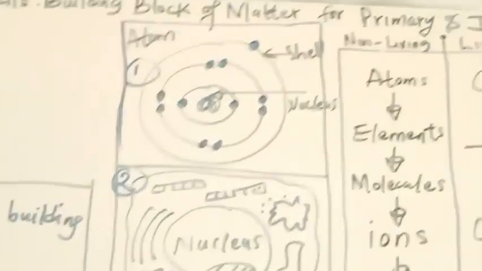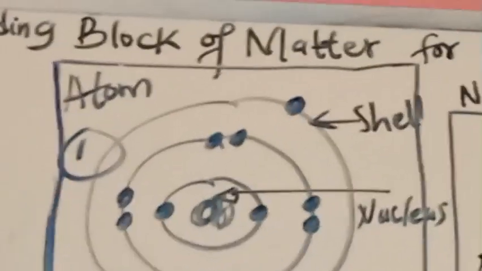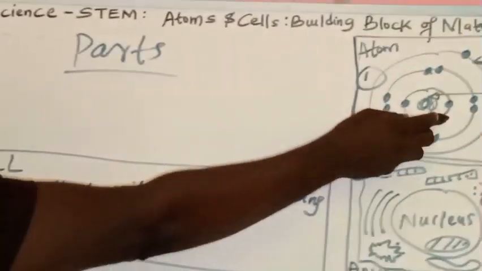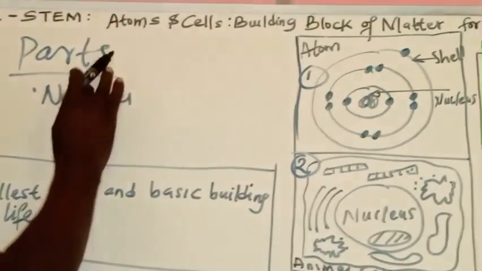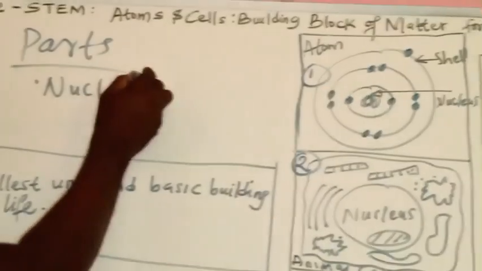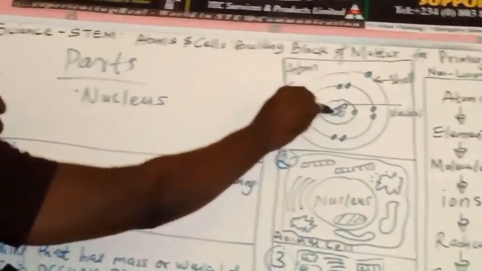Now, if you study an atom, that thing that we have discussed as being the smallest, this is the structure it will give you. An atom has 2 major parts. It has number 1, the nucleus, which is at the center. That one is centrally located. Can you see? That is the nucleus.